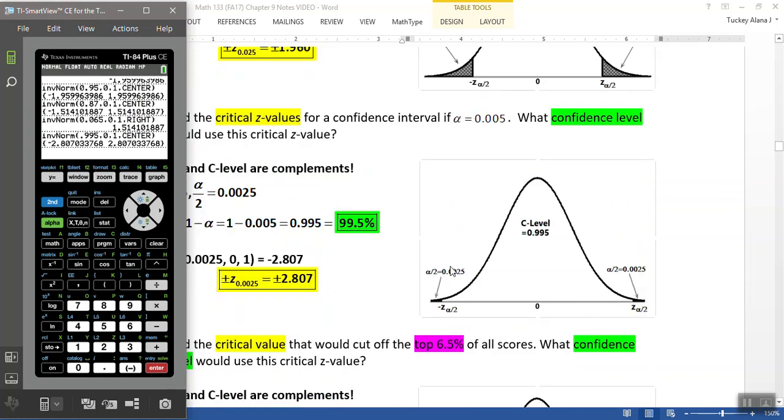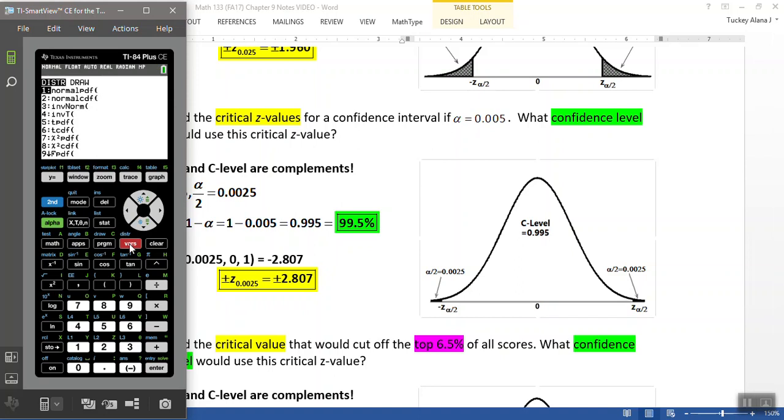Or you could put in the 0.0025 and then say left or right. It doesn't actually make any difference. So say 0.0025 and then choose, if I choose the left, it'll give me the one that's on the left. If I choose the right, it'll give me the one that's on the right. So either way would work with the new calculator. So it's just a question of knowing which way you're trying to make this work. There you go.